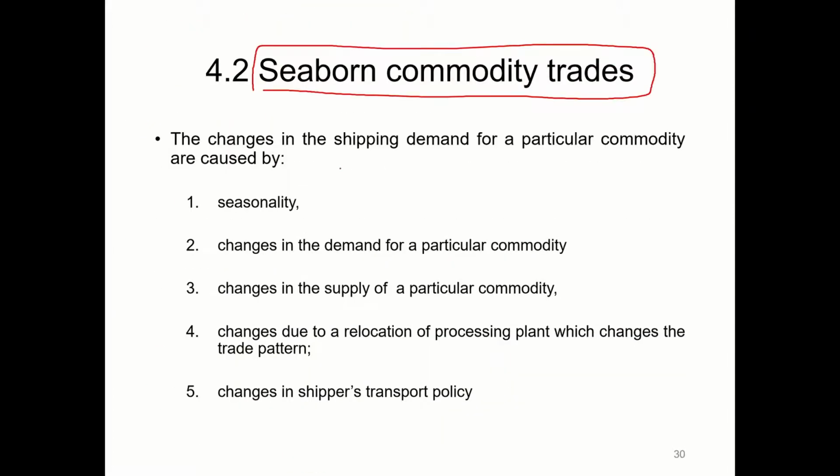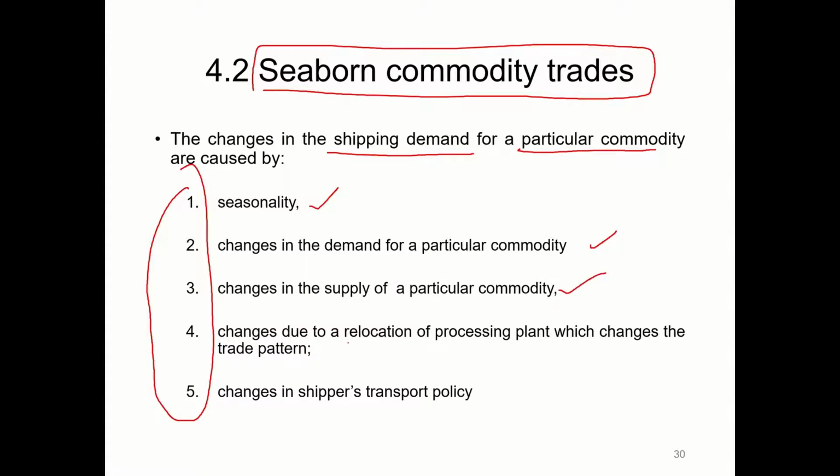There are several factors that will affect the shipping demand for a particular product: seasonality, changes in demand for a particular commodity, changes in the supply of a particular commodity, relocation of processing plants, and changes in shippers' transport policy.